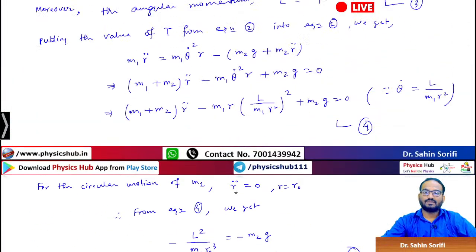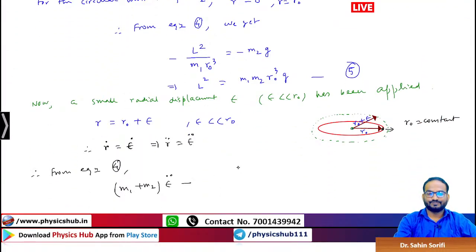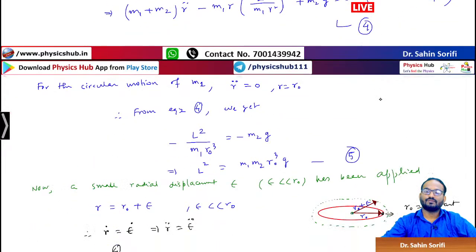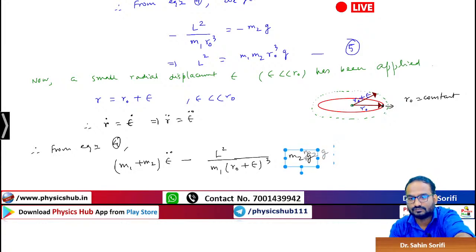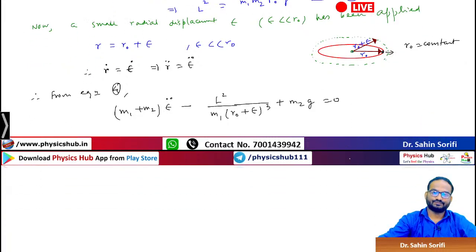just put the value minus. Okay, now what is left? L square by M1 R cube. R is equal to R naught plus epsilon. Just put the value of R naught plus epsilon. This is equal to minus M2G. Okay, plus M2G, so let's keep it plus M2G. This is equal to 0.